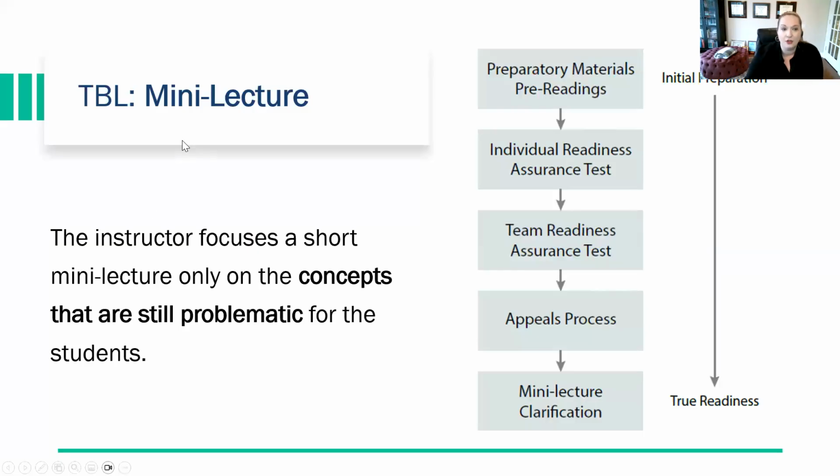After this, there's a mini lecture. So the instructor focuses on a short didactic session and can focus on the concepts that are still problematic for the students. After facilitating that discussion between the teams in terms of why the answers they chose were correct, the instructor is able to quickly see how many groups got one wrong, how many groups got two wrong. And then as they're going through their didactic material, can focus in on areas of uncertainty that are needed for clarification. And so this takes us on the whole spectrum from initial preparation to true readiness.